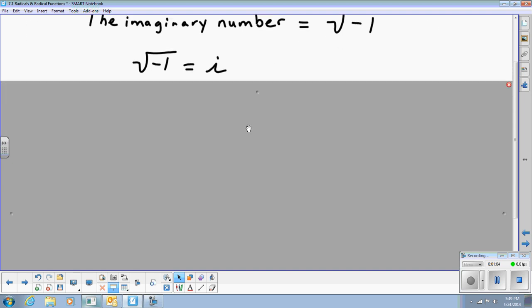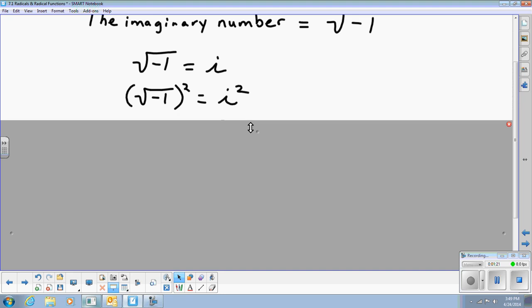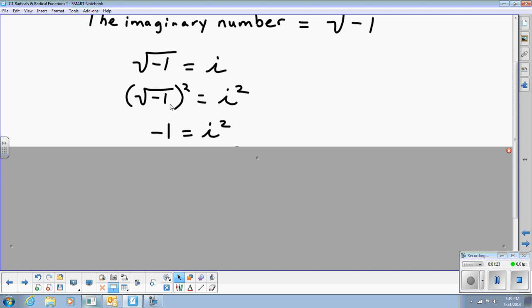We have the square root of -1 is the imaginary number i. If I square both sides, so I square the square root of -1, and I square i, I have i squared. What happens on the left side of this equation? That's right, the square root of -1 times the square root of -1 still uses the product rule and gives us an answer of -1. So -1 is the same as i squared.